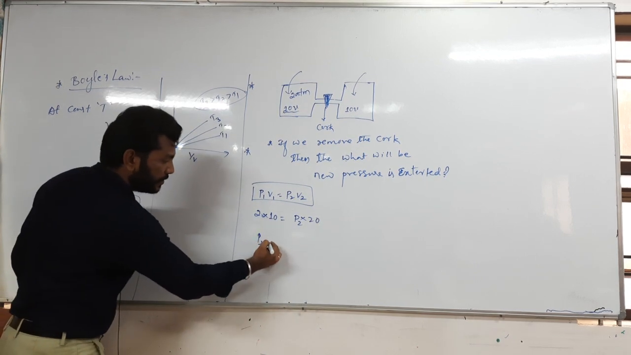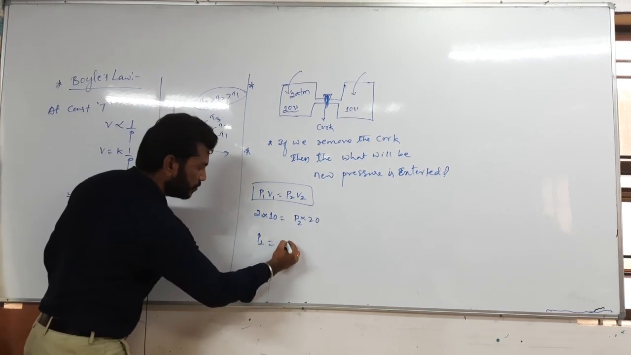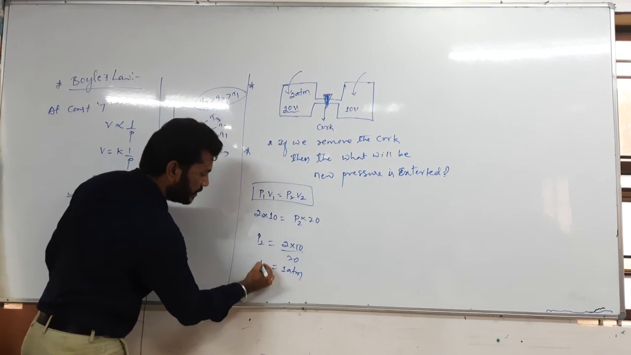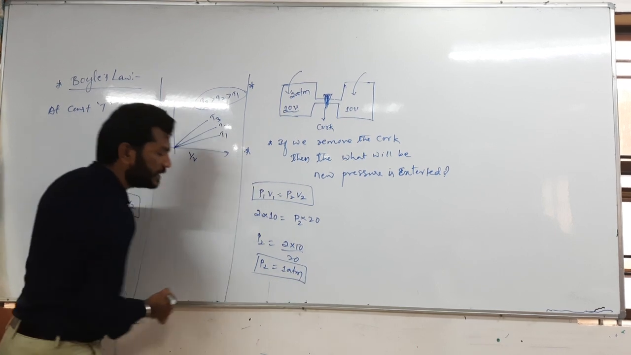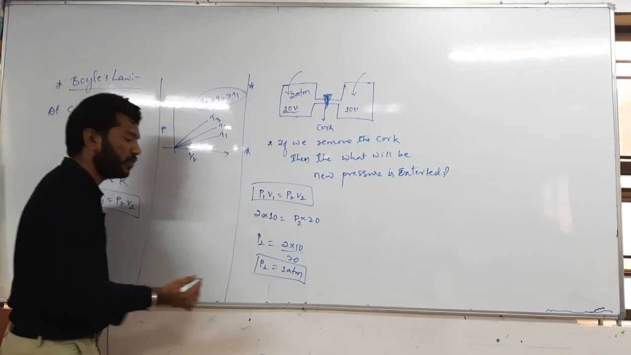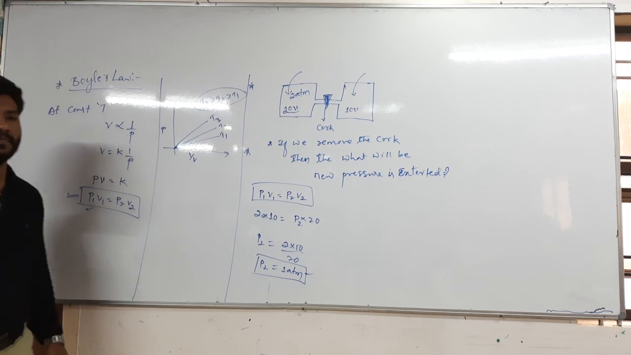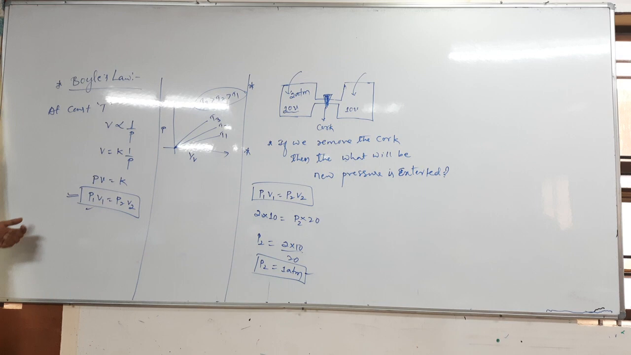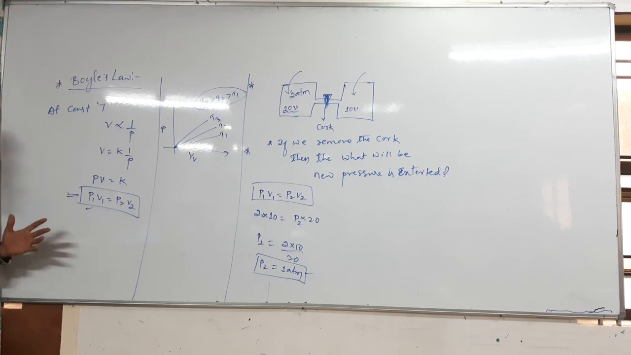So hence P2 equals 2 into 10 divided by 20, which is 1 atm. So the pressure exerted by the gas after removal of the cork is 1 atm. So these are examples with respect to Boyle's law. It is a simple numerical and easy to understand. But when equations are given, based on the given data you have to identify whether it is Boyle's, Charles's or Avogadro's law.